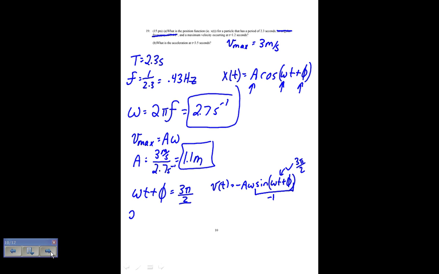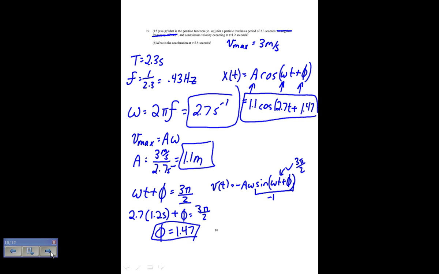So I just plug in my numbers here. I have 2.7 times my time, which is 1.2 seconds, plus phi equals 3 pi over 2. And then solving for phi gives me 1.47. All right, so those are my three terms. I just plug them in here. I have 1.1 cosine of (2.7t plus 1.47). That's my position function.